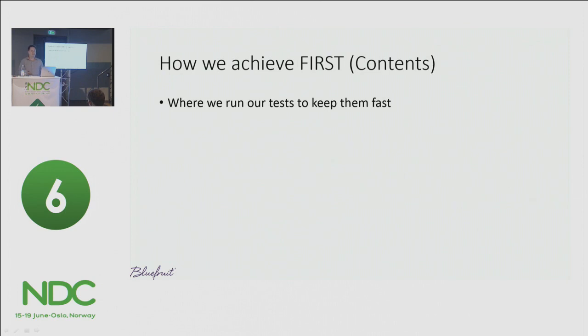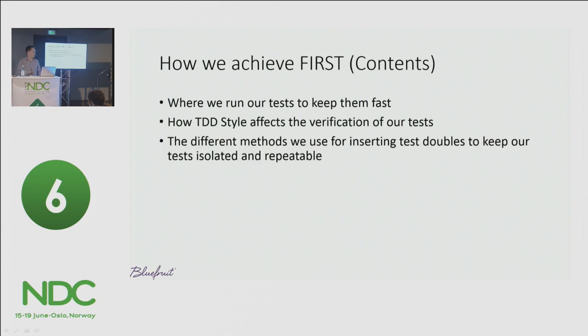So to show how we achieve the first criteria, I'm going to talk about where we run our tests to keep them fast, how the TDD style we use affects the verification of our tests. I'm going to show some examples of how we insert test doubles and how this keeps our tests isolated and repeatable. And then finally, I'm going to look at some other practices we do within our testing process.